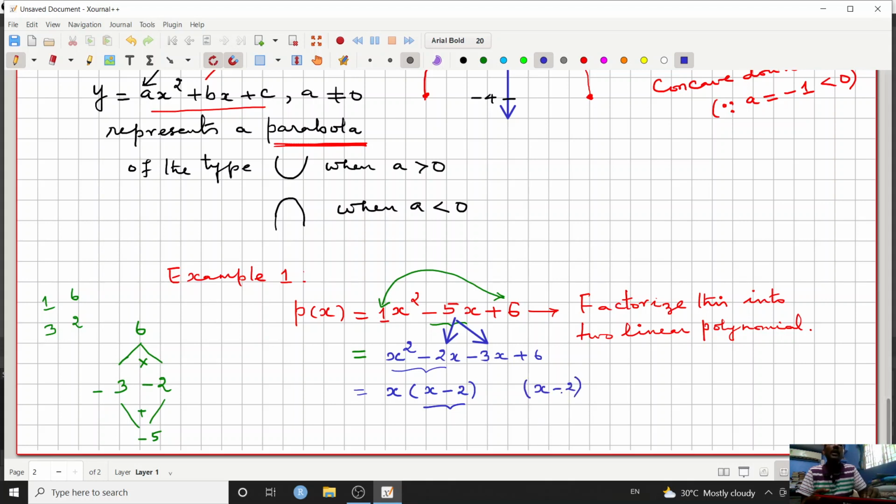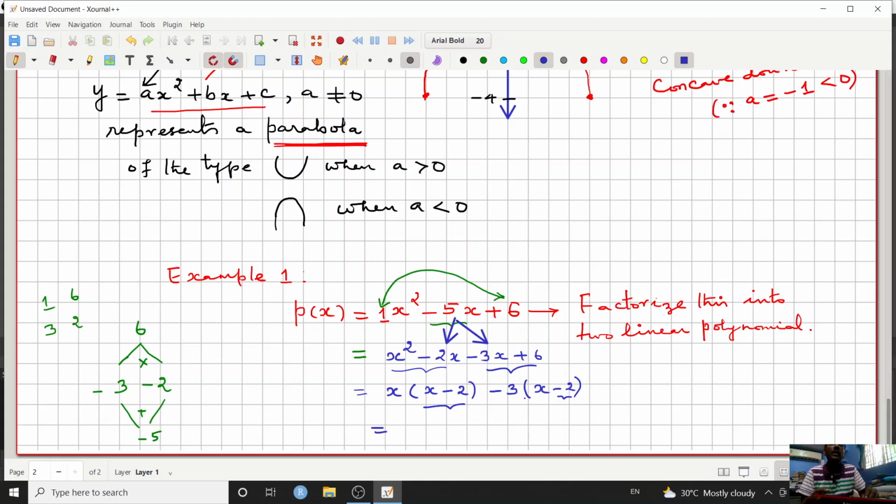I'll ask the question, what should be multiplied to minus 2 to get 6? So obviously the answer is minus 3. And you can check now whether you are getting these two terms. Minus 3 times x is minus 3x, minus times minus is plus, 3 times 2 is 6. So we are getting the answer. This is what we call factorization.